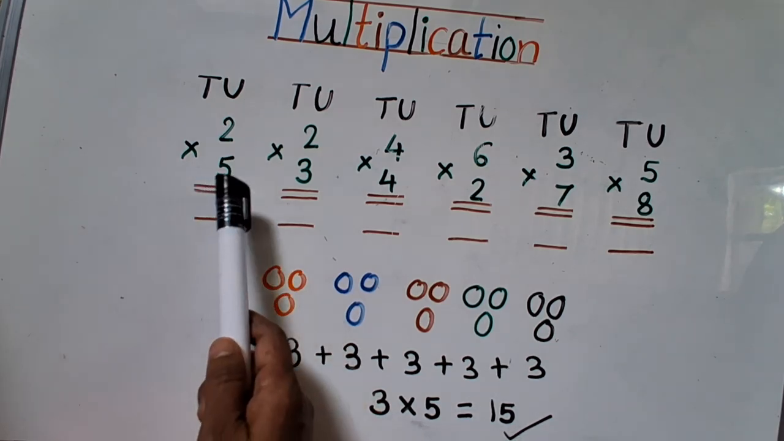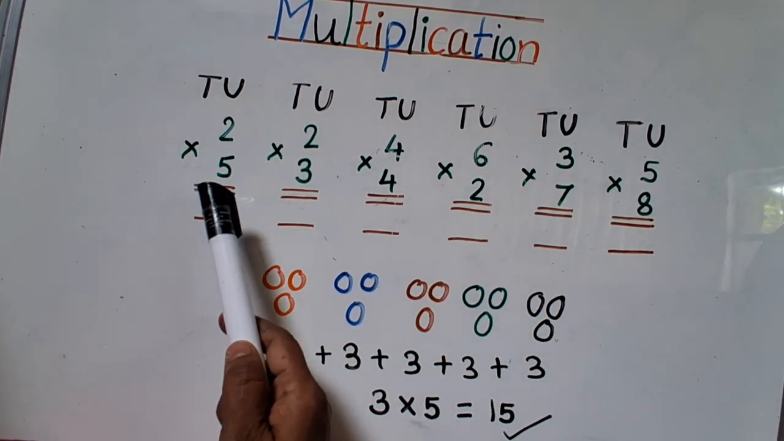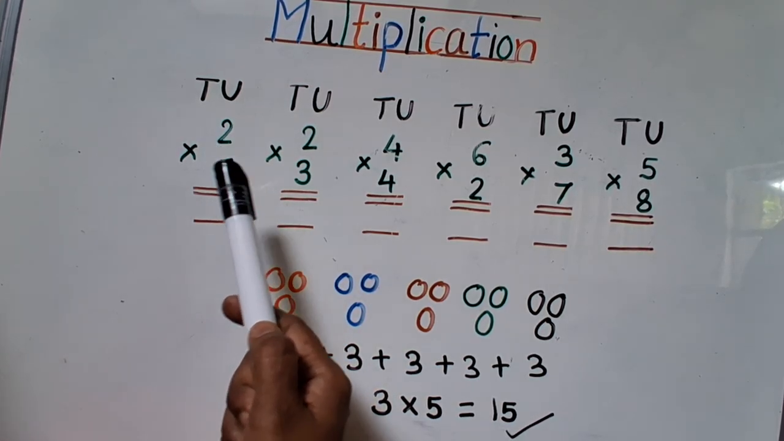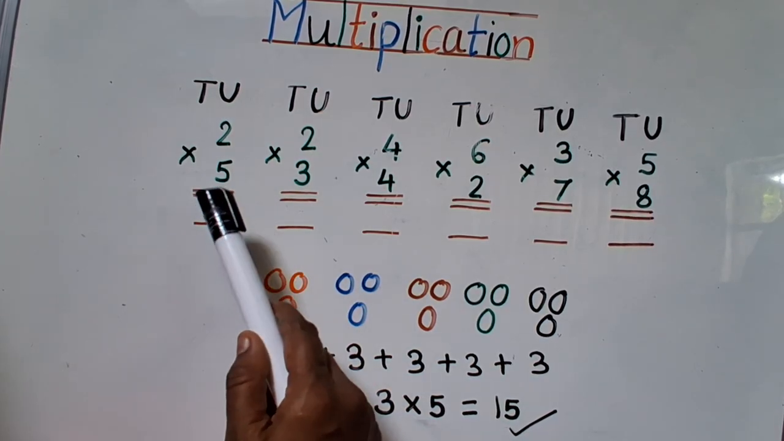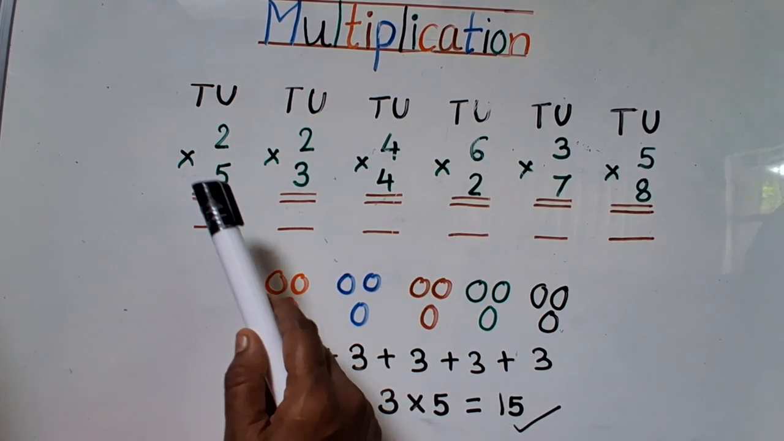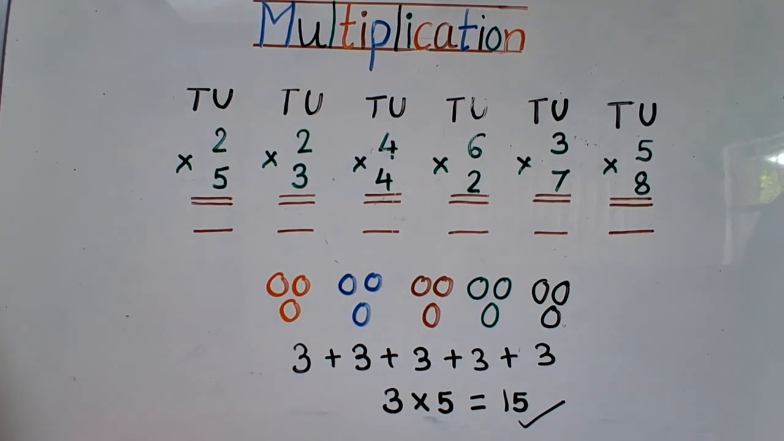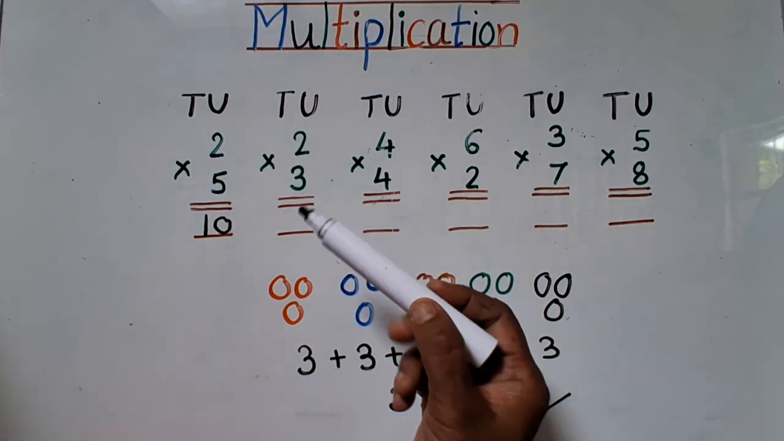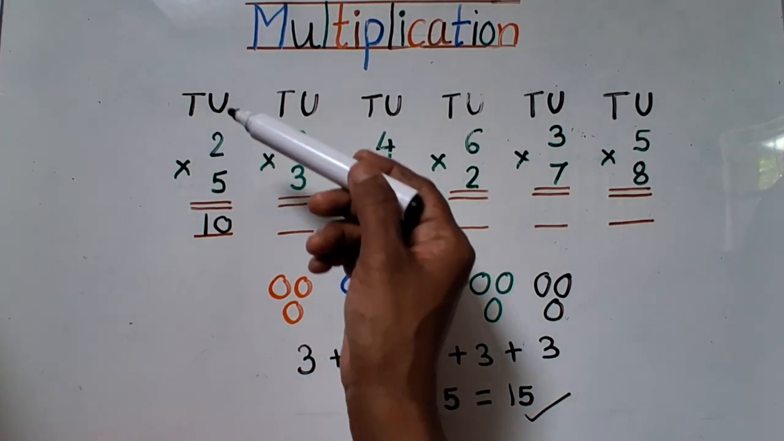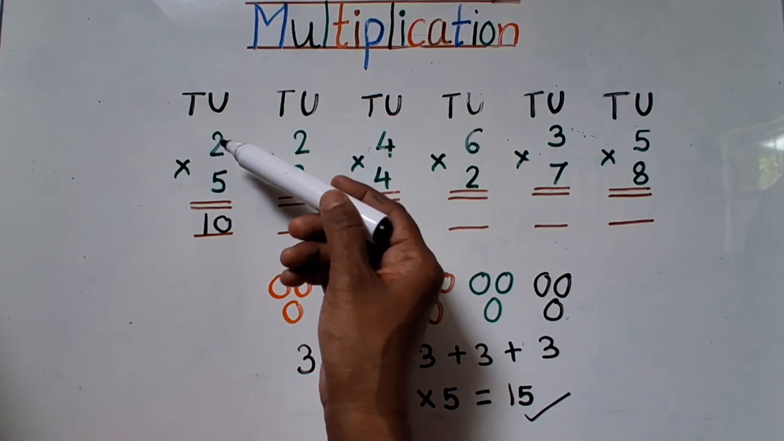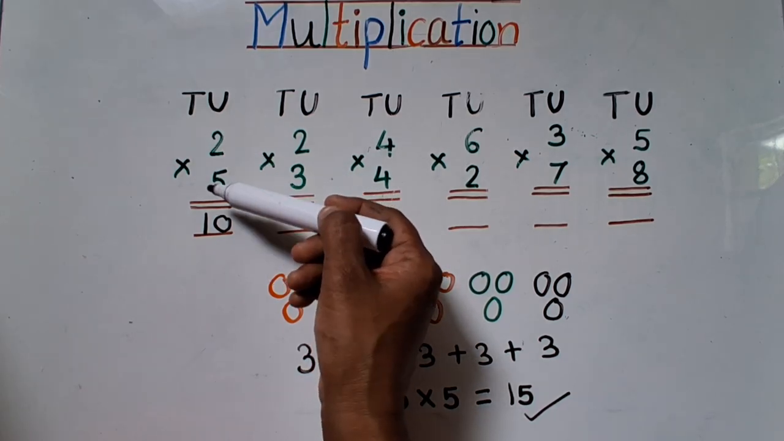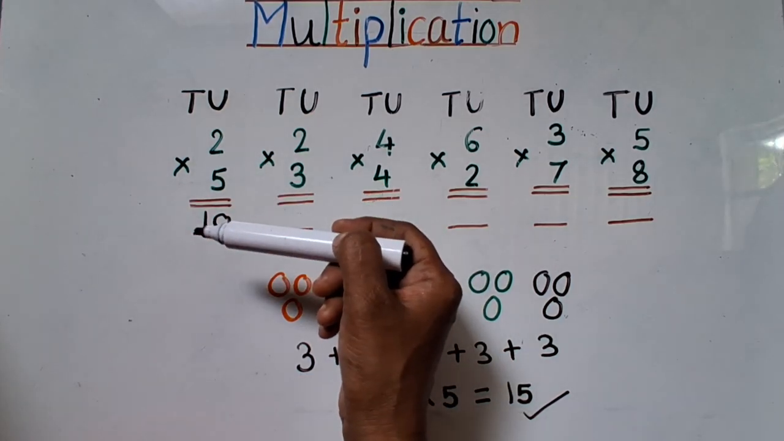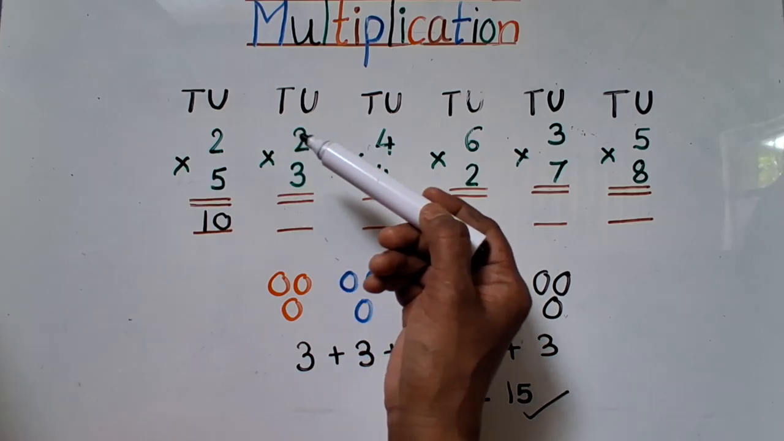See, our first sum is 2 multiplied by 5. So as I said, you can recite the table of 2, or you can recite the table of 5 also. So I am going to recite the table of 5. 5 twos are 10. That means our answer is 10, right? Now see, if you recite the table of 2, the answer is the same. 2 ones are 2, 2 twos are 4, 2 threes are 6, 2 fours are 8, 2 fives are 10. Right?